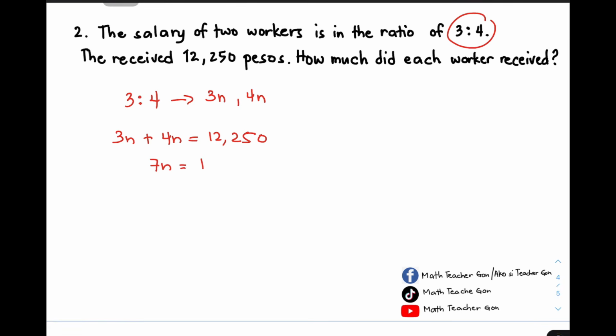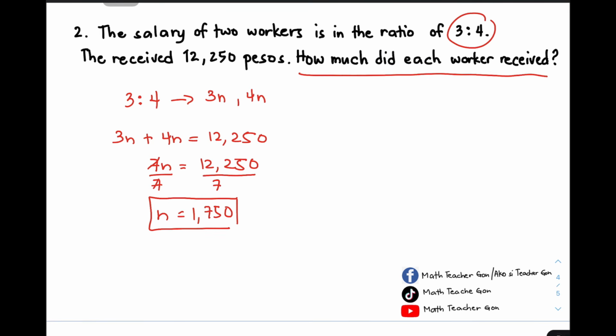So what will happen next is that we will combine these two expressions, and this will give us 7n is equal to 12,250. So what you need to do is to divide both sides by 7. Cancel, your n is equal to what? You need to divide 12,250 by 7. And the answer is 1,750 pesos. Ito pa lang yung value ng n. Pero remember, ang tanong dito, how much did each worker receive?